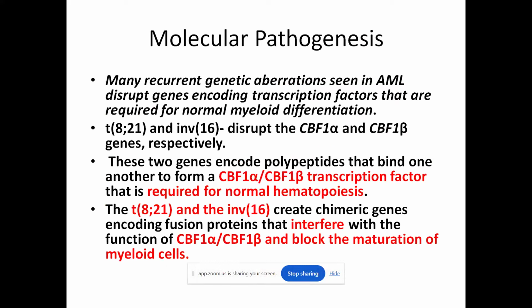So the genetic abnormality: normally it produces the CBF1 alpha and CBF1 beta transcription factors. They are required for normal hematopoiesis. If there is a translocation 8;21 or inversion 16, they will interfere with this CBF1 alpha and CBF1 beta, and they block the maturation of the myeloid cells.